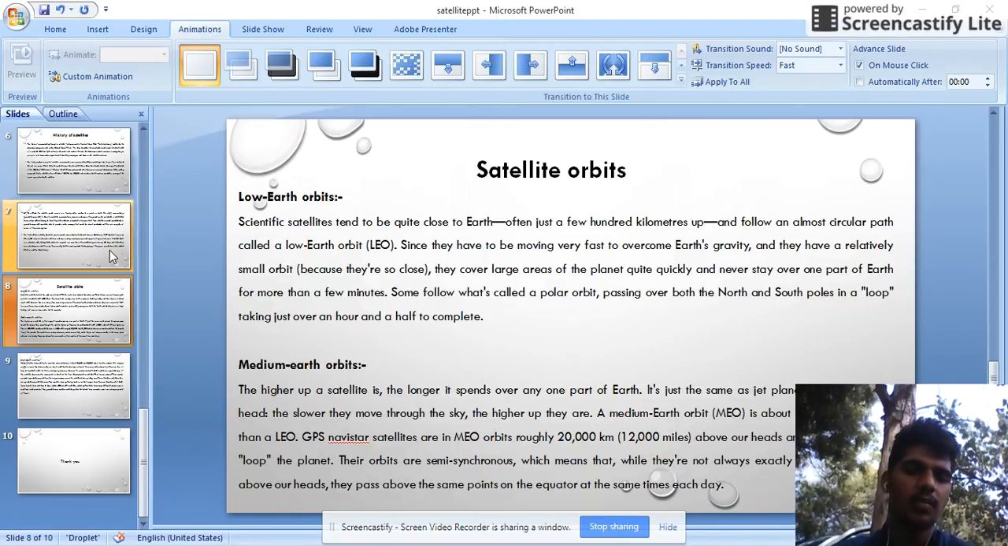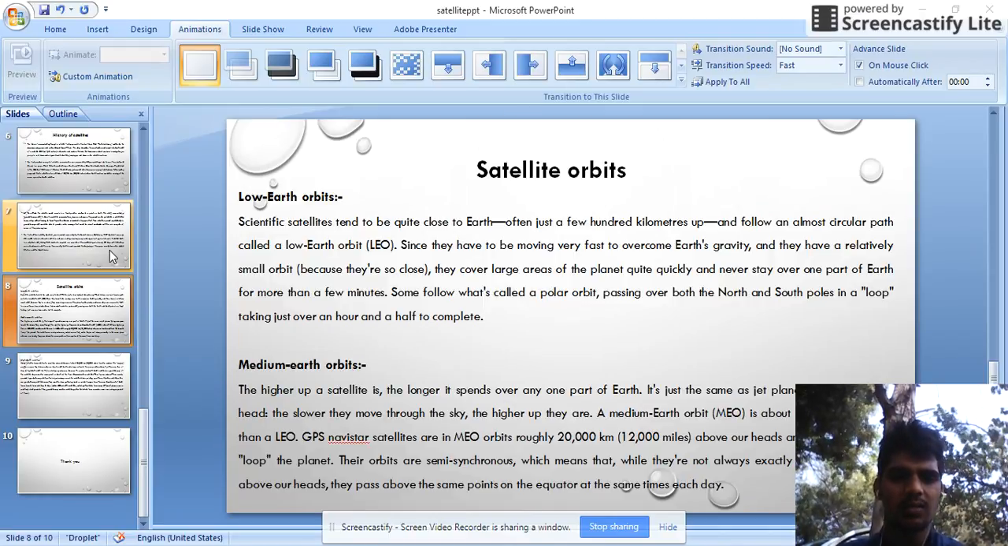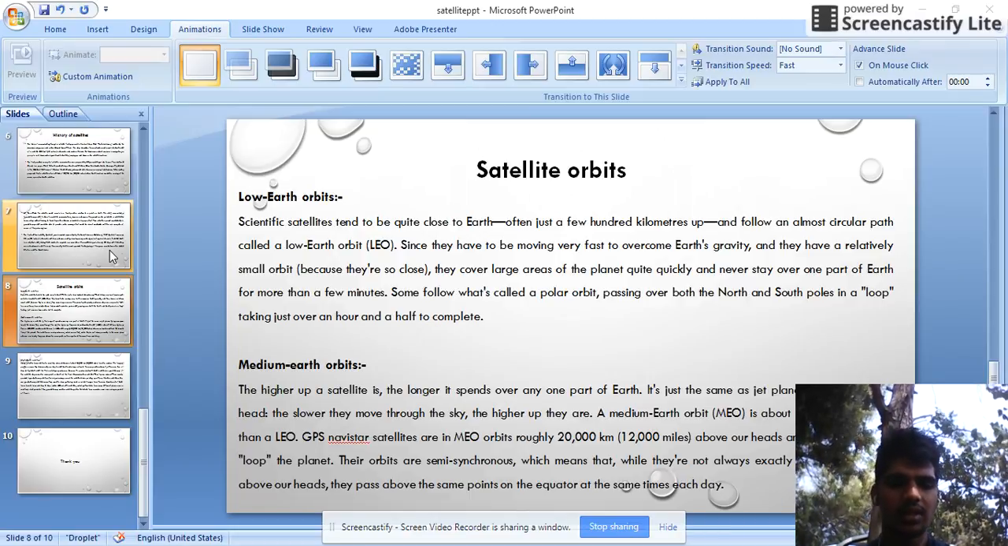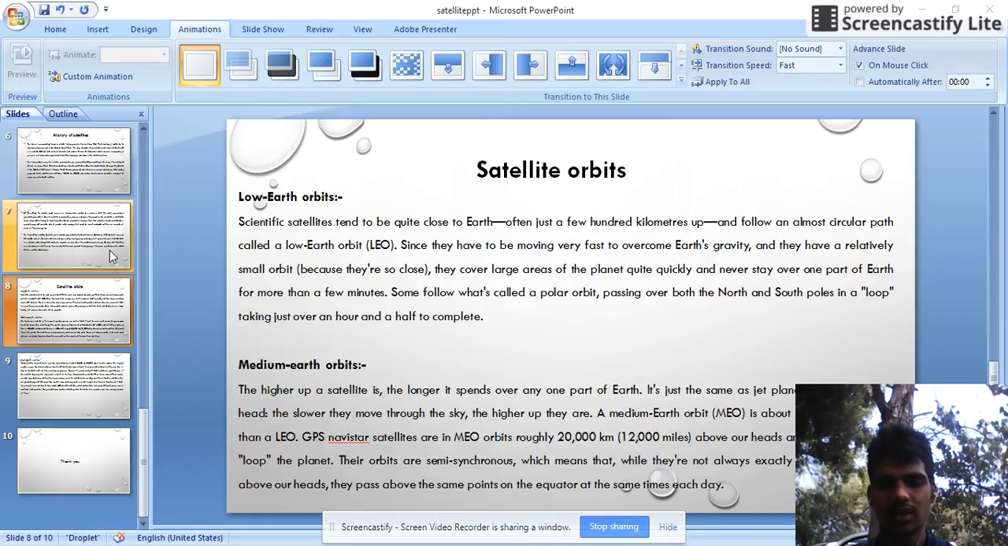And now, second is the medium Earth orbit. The higher up a satellite is, the longer it spends over any one part of Earth, just the same as airplanes flying over your head: the higher up they are, the slower they move through the sky. The medium Earth orbit is about 10 times higher than the low Earth orbit. GPS navigation satellites are in medium Earth orbit, about 20,000 kilometers above our heads. The orbits are semi-synchronous, which means that while they are not always exactly in the same place above our heads, they pass above the same point on the equator at the same time each day.